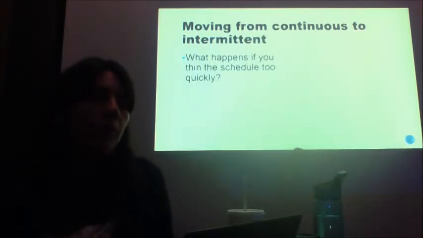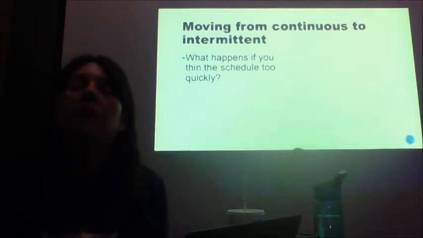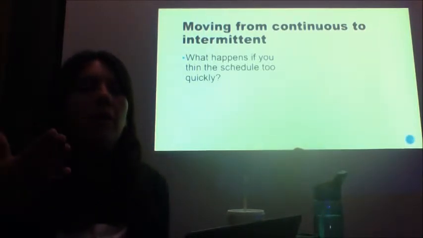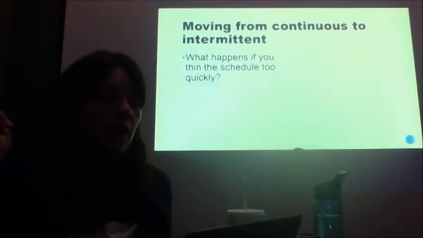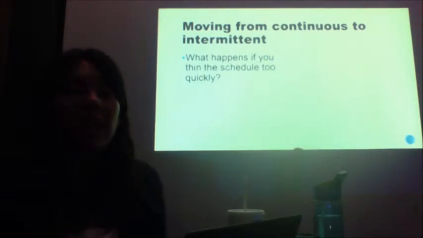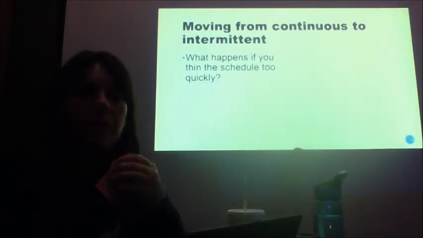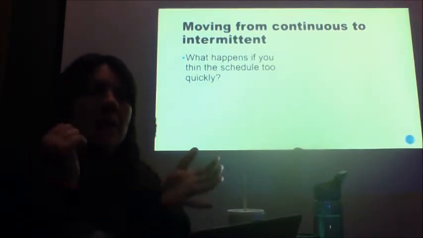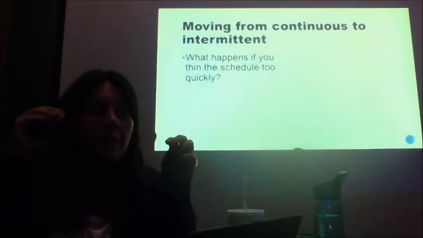So this is our goal: we want to move from continuous to intermittent. Once we see that our kid is doing the behavior, we got it off the ground, now we want them to persist with it and do it all the time. We have to change it to intermittent, which is called thinning the schedule. Before, it's a very thick, dense schedule of reinforcement, like every time you get a piece of candy, and then we thin it out, so you have to do it 10 times and then you get candy.